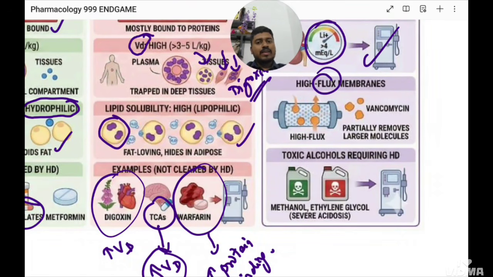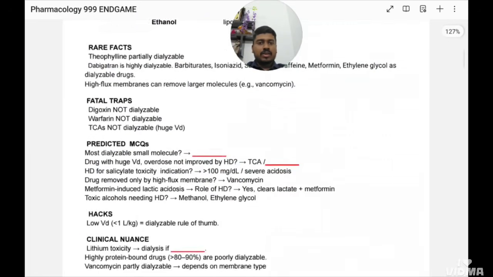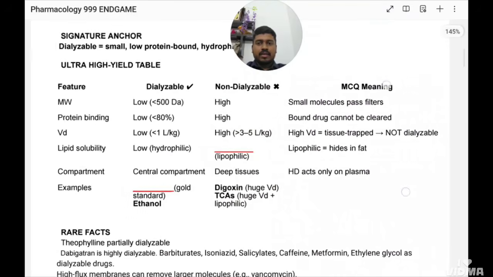Now what is flux? Flux means the size of the pores. So if you increase the size of the pores, some larger molecules can also be filtered, like vancomycin. It can partially be filtered. So if you have a high flux machine, that is a high pore size filter, then you can actually dialyze vancomycin also. Okay, so let's go to the questions.